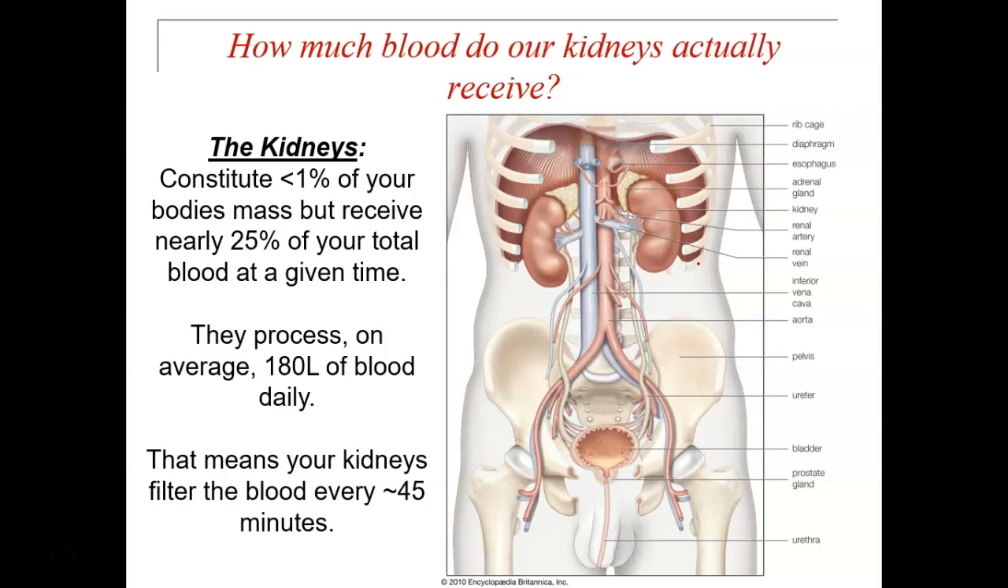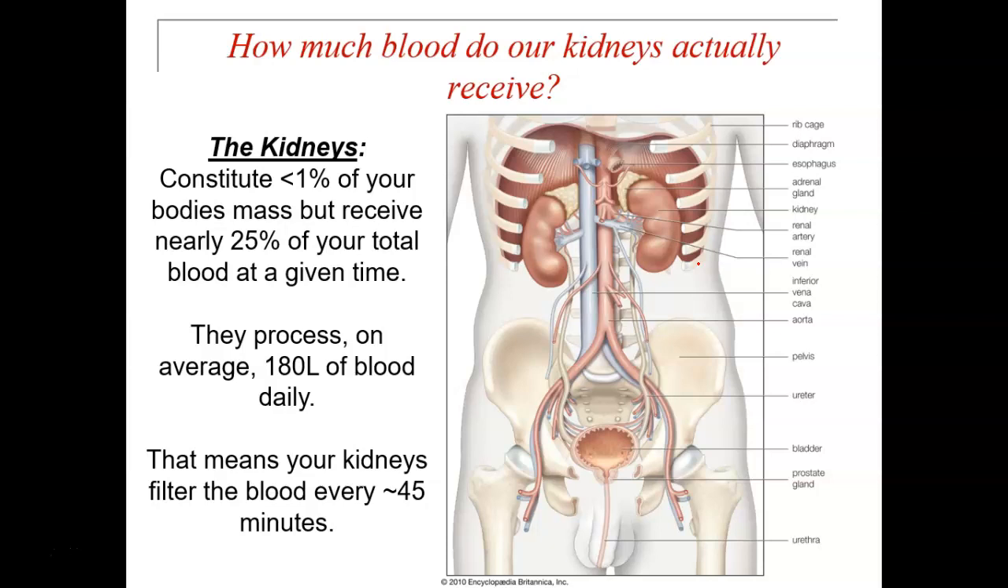So how much blood does the kidney actually receive? You can see the kidney is about the size of your fist. Less than 1% of your body's mass is your kidneys. However, it receives between 20 to 25% of your cardiac output. Now that does change depending on activity level. When you're exercising, your kidneys will receive less blood. But at any particular time, just sitting there, lying there, talking to people, eating, it receives almost a quarter of your cardiac output, almost a quarter of all the blood that your heart pumps.